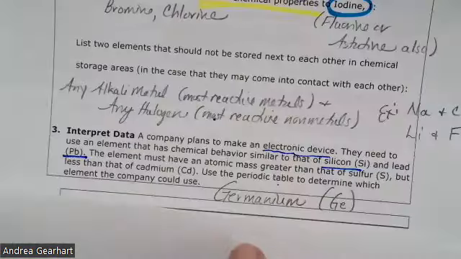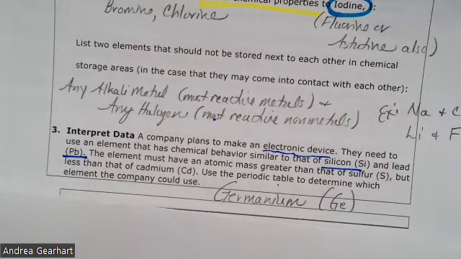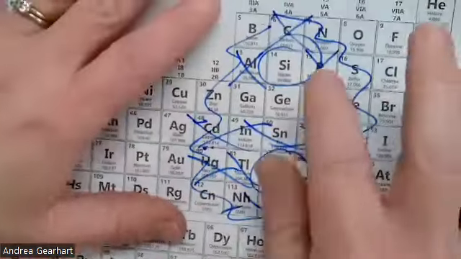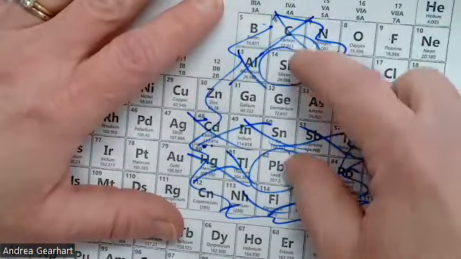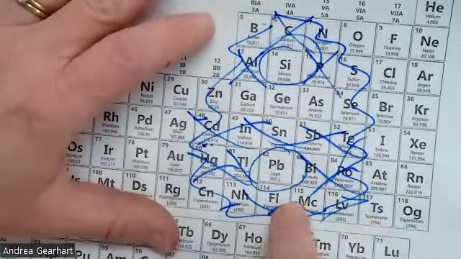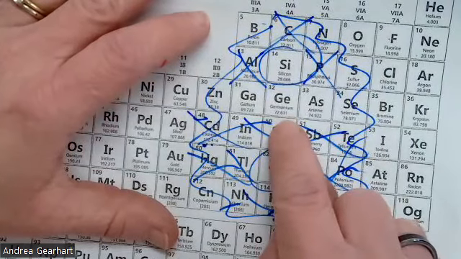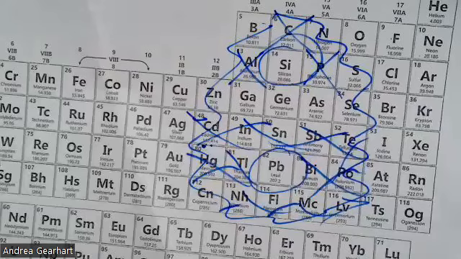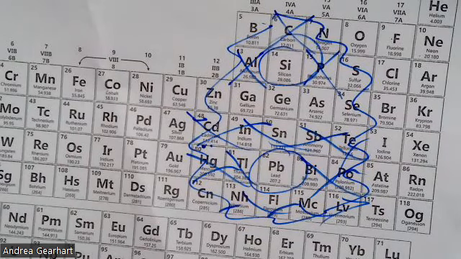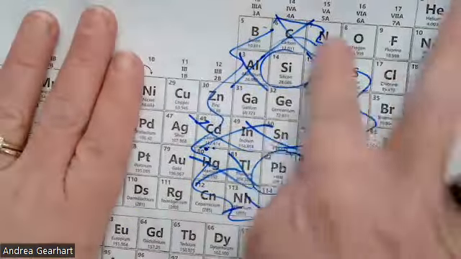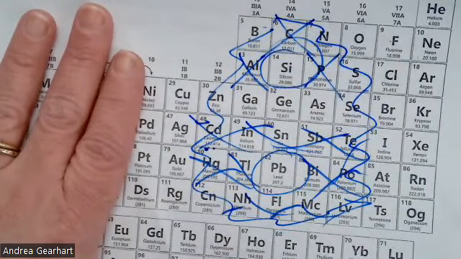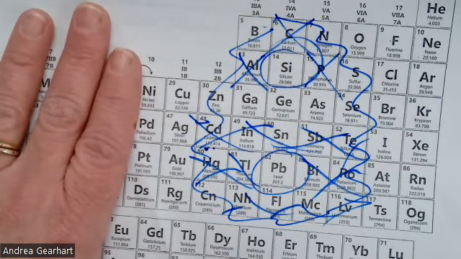Okay. And we're just asked to choose one. So I'm going to choose one that's near these. I have my mass constraints. So I'm going to choose germanium because that's in the same family. We definitely know neighbors are going to be similar in their behavior and in their physical and chemical properties.